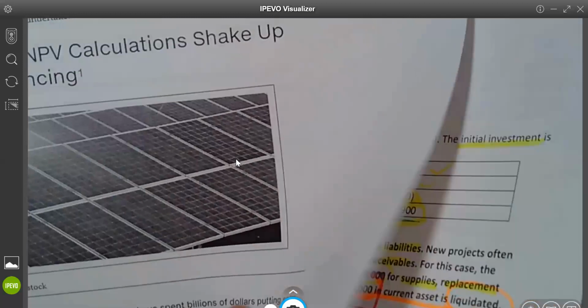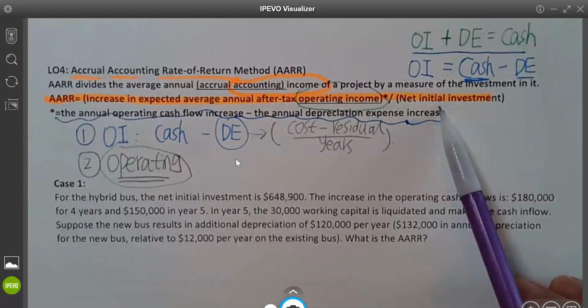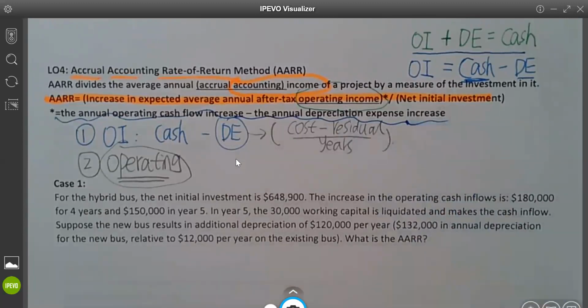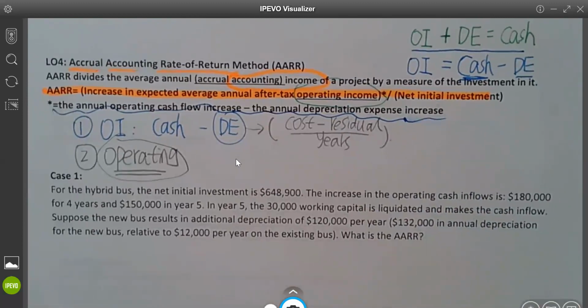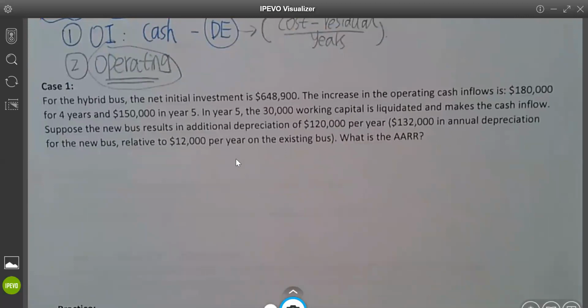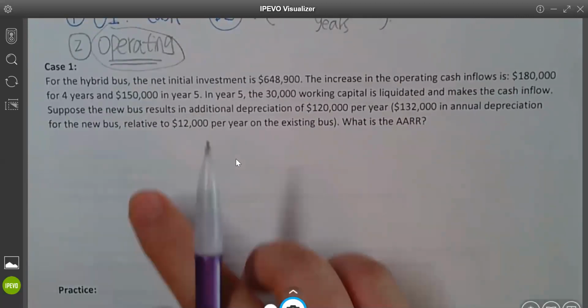But when we do AARR, we only put the 30,000 as outflow for the denominator, but we don't put that one as our numerator when we get the 30,000 liquidation cash back, because it's not operating income. Okay, you will say, oh, Professor, I'm a little bit confused. Teach me, show me an example. I said, no problem.